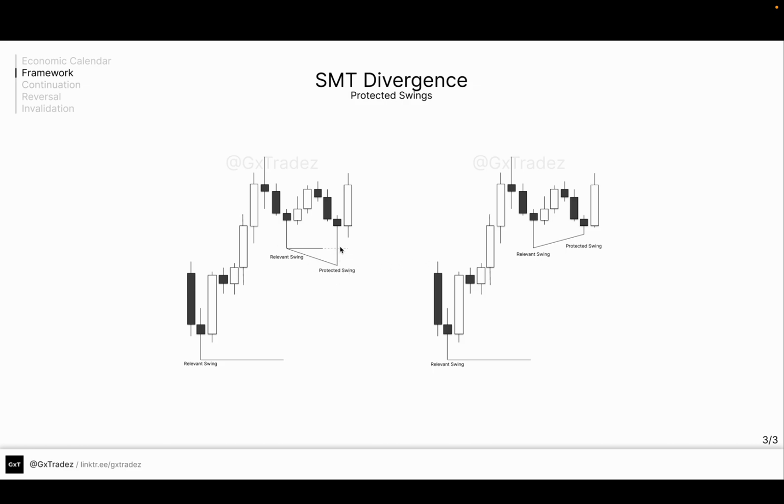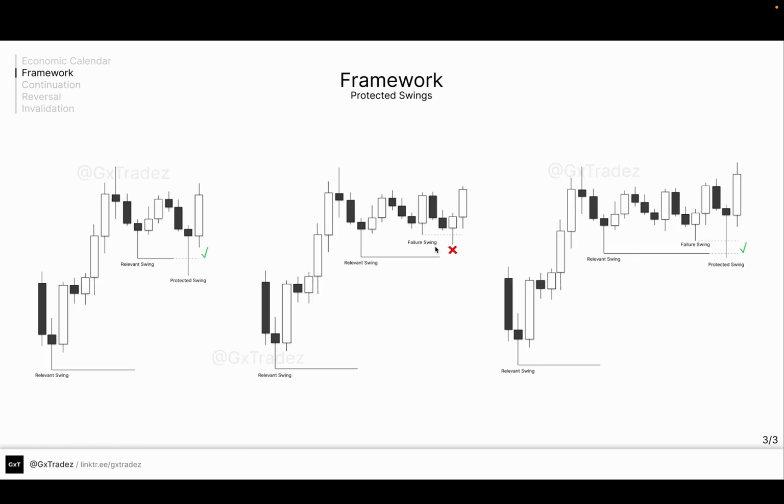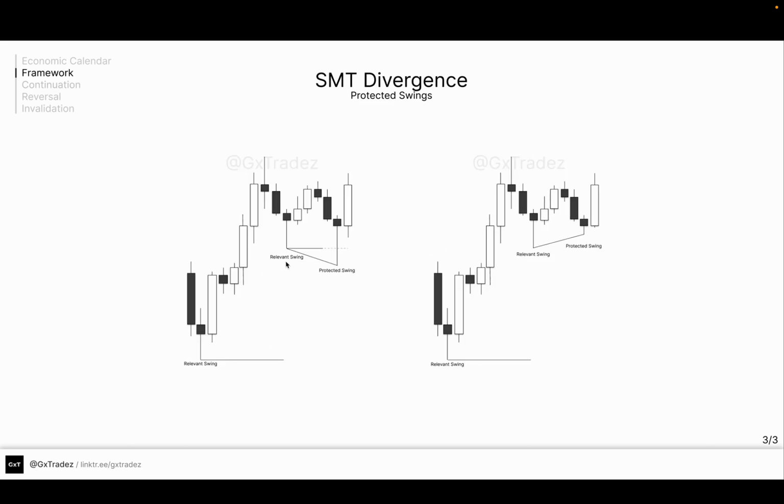Now another thing we can combine a manipulation with is SMT. So when you manipulate a relevant low, and we see an SMT there, this is the ideal scenario, right? We don't care about SMT with failure swings. Even if there's an SMT here, I don't care, right? Doesn't matter. We use SMT at relevant swings, right? And this would also create a protected swing on both assets, right? You have to view this as manipulation over here because this is showing relative strength, right? Where the correlated asset did take this low out.